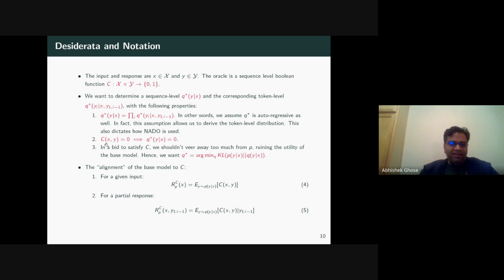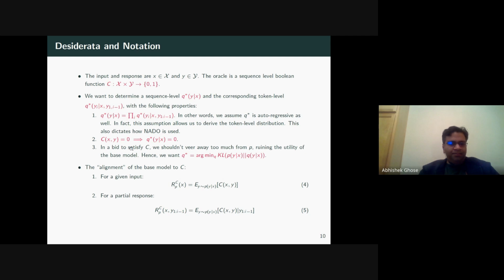Now the second point is, what does Q star look like, right? We are just saying Q star, we don't know whether it's a Gaussian, whether it's a particular distribution. So now we begin characterizing Q star, right? One property that Q star needs to have is that given an input x and an output sequence y, if the output does not satisfy the constraint, that is C of x comma y is 0, then Q star of y given x should also be 0, right? That's fair, because that's what we are after, right?